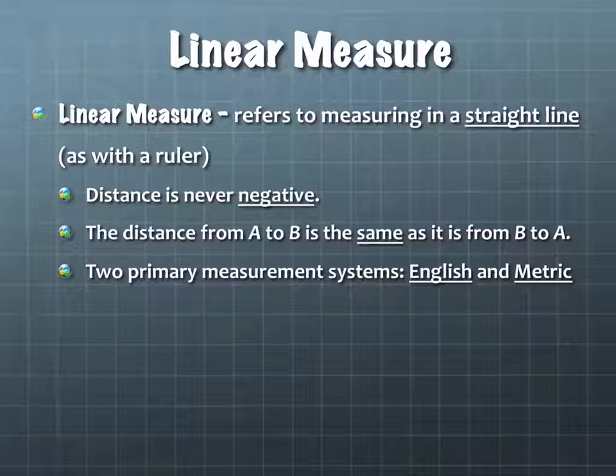Some things to remember: distance is never negative. The distance from A to B is the same as it is from B to A. And there are two primary measurement systems. English, there's some other names for this. I should tell you that too while we're here. Sometimes you'll hear this called the standard.